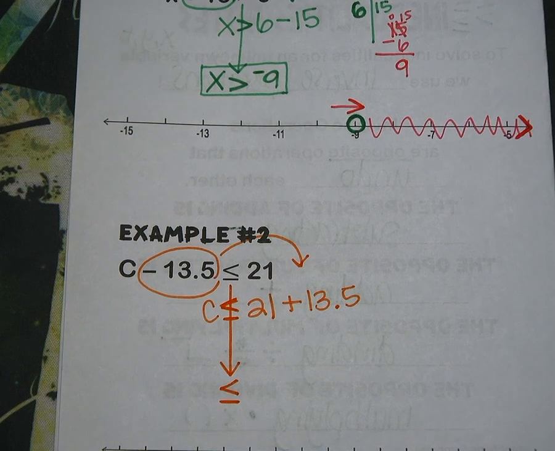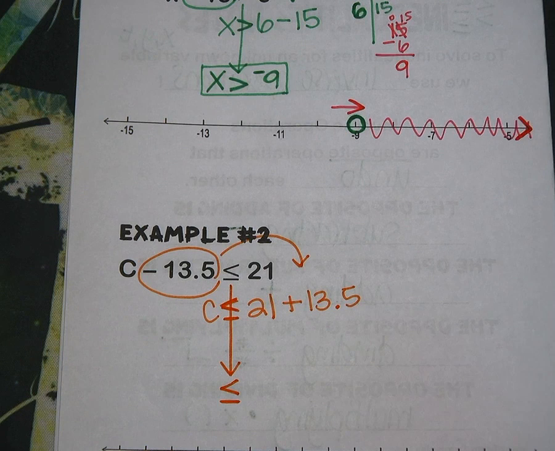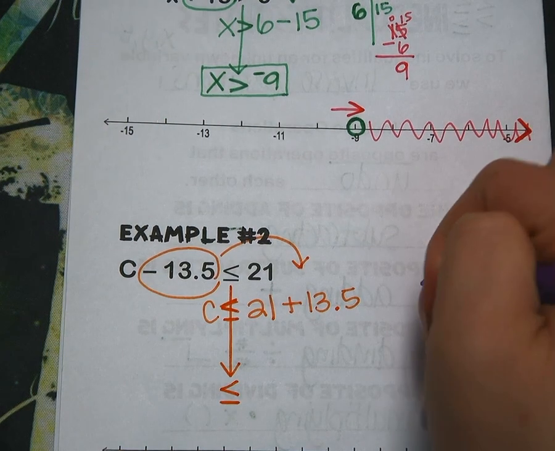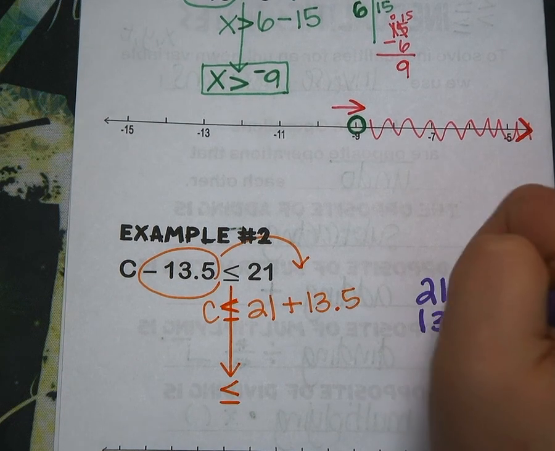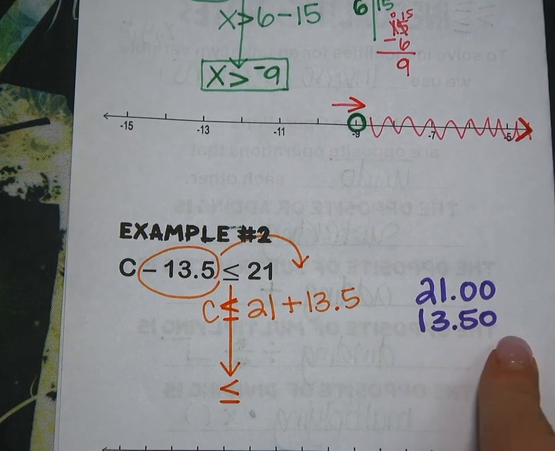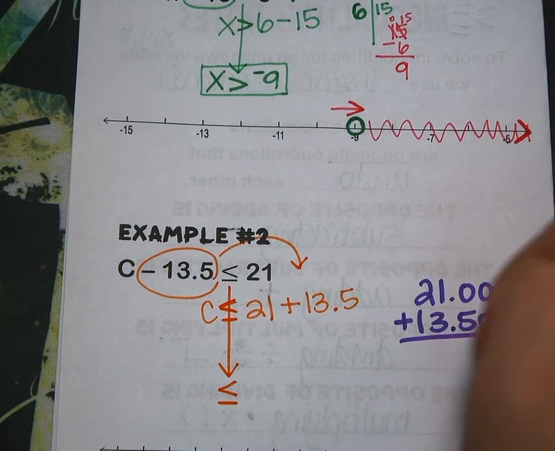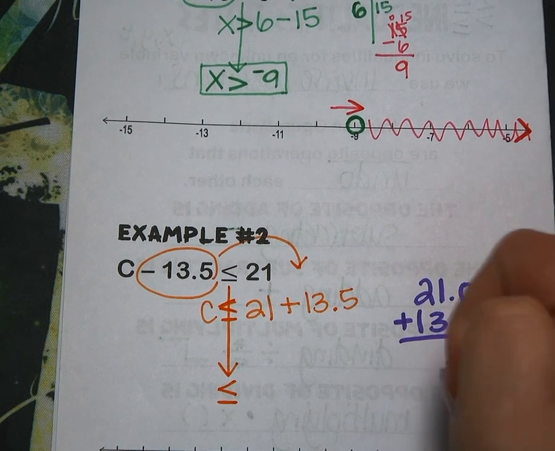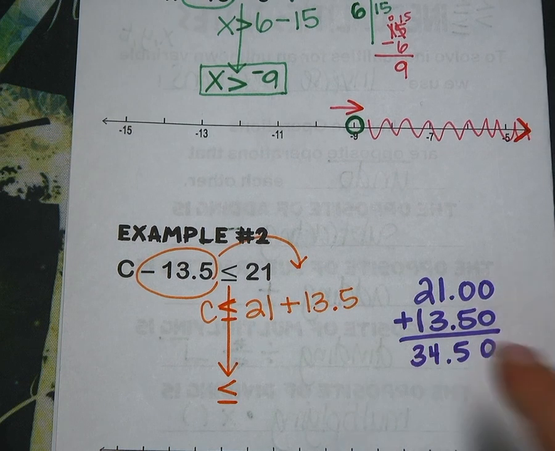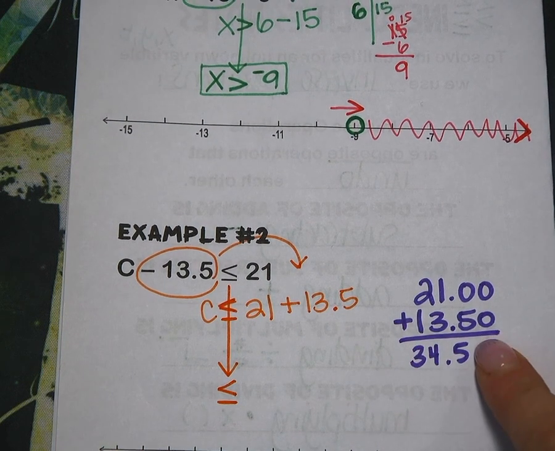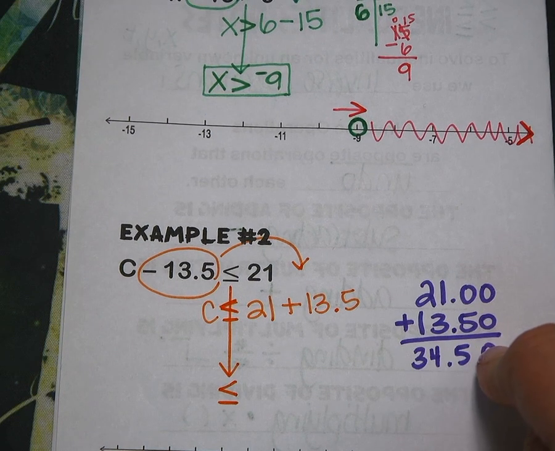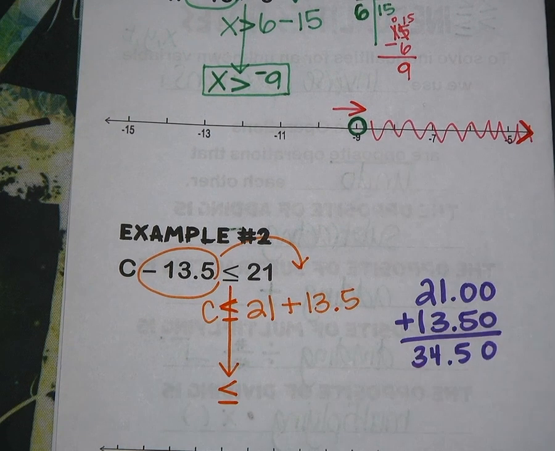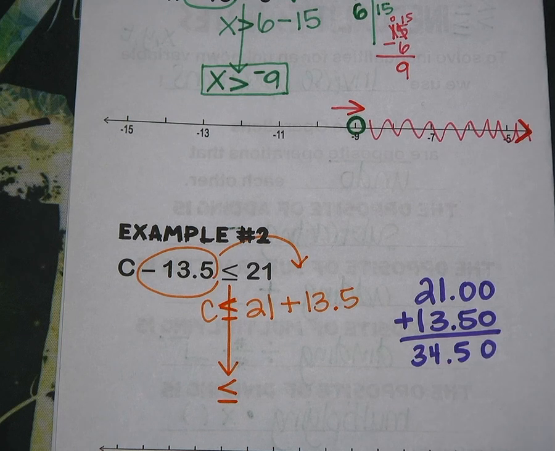And remember, when we think of it like money, we're going to line up our decimals, like buttons on a shirt. So I have $21 and $13.50. So thinking of that like money, I'm adding, and now I have $34.50. And again, I can drop that 0 now that I'm done solving. So I just have 34.5. And again, these are all positives, so my answer will stay positive.